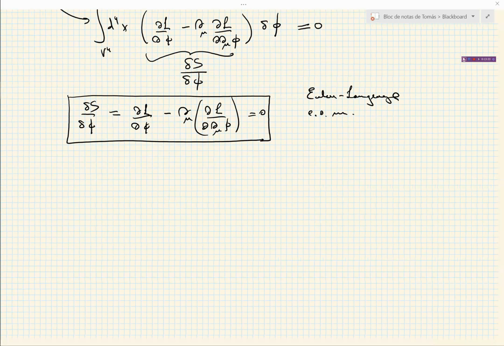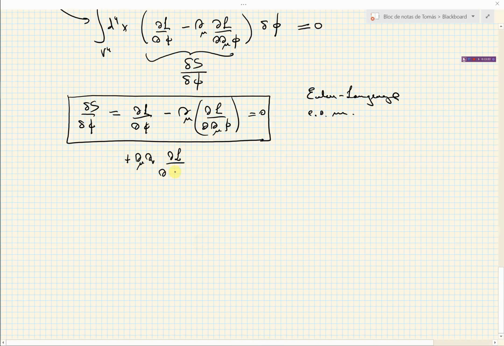What happens if L depends on derivatives of the fields higher than 1? Okay, you go through the same steps and you find that you have to add terms of this form. So if you have second derivatives, you would have two derivatives like this, a term like this, then a term with three derivatives, and so on. Okay, this is what you would find.